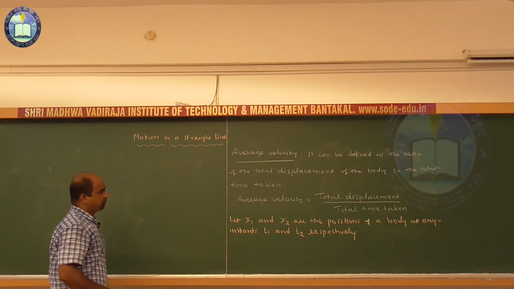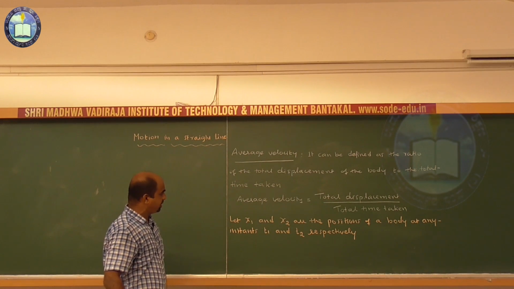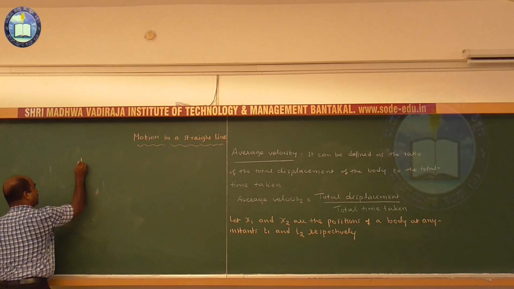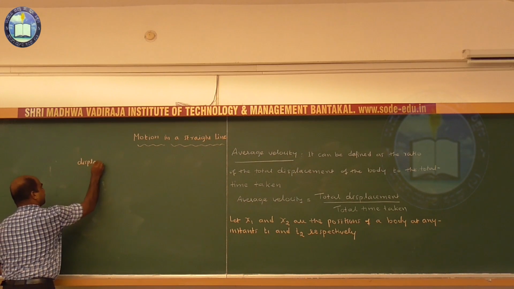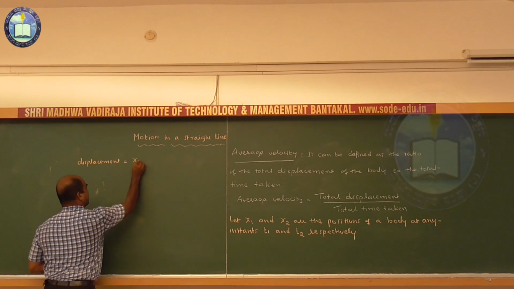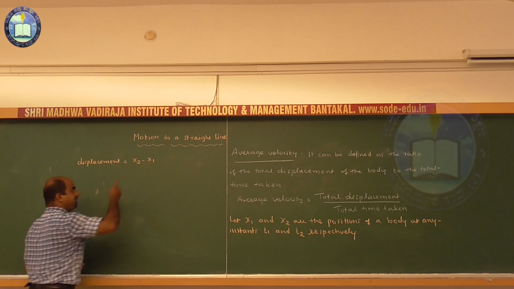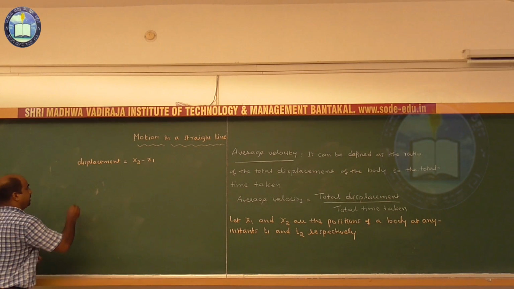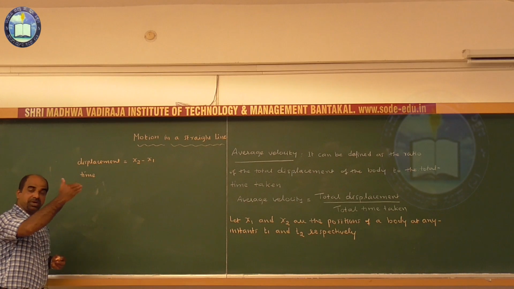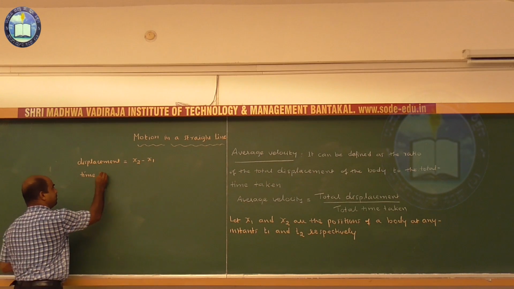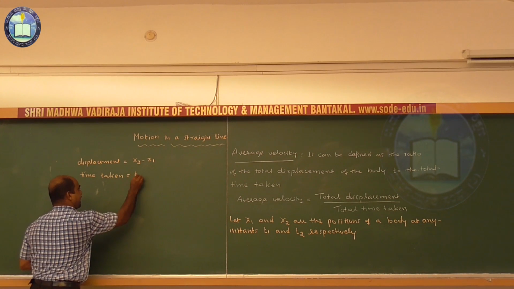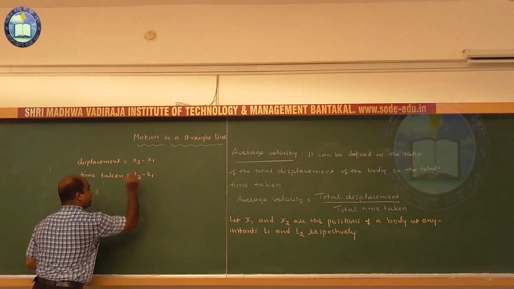See, x1 and x2 are the positions of the body at instants t1 and t2 respectively. So what is the displacement of the body? Displacement is equal to x2 minus x1. What is the time taken by the body to change from x1 to x2? t2 minus t1. So the time taken by the body to change from position x1 to x2 is t2 minus t1.